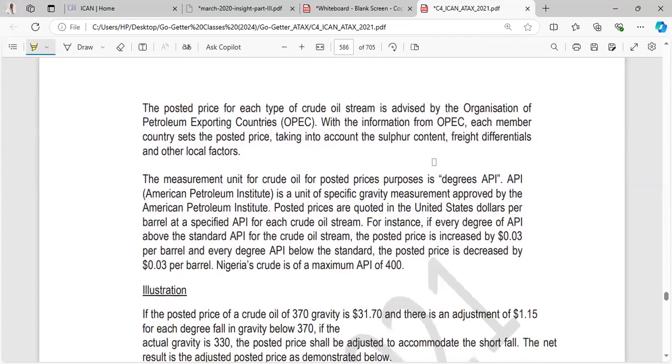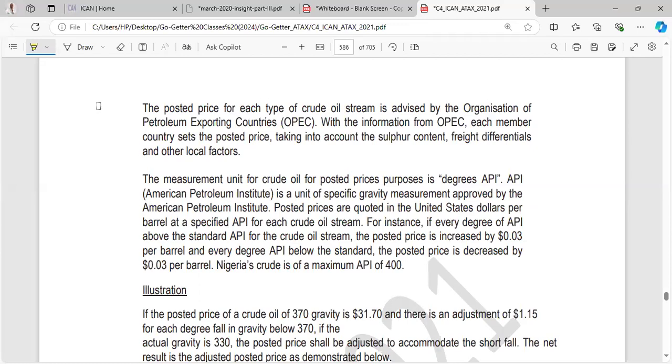You're going to be seeing some things like the API. API is the degree of gravity of the oil. So now we are saying that the posted price for each type of crude oil is what they will look at based on the degree and the quality that is comparable to what is being priced at the international market.